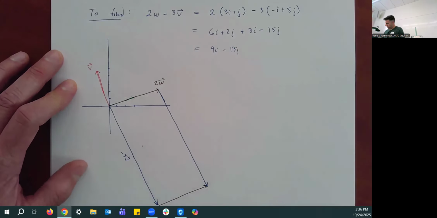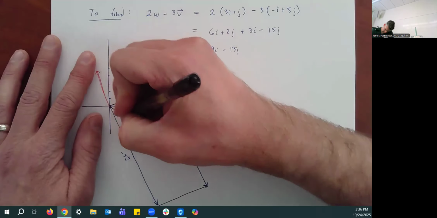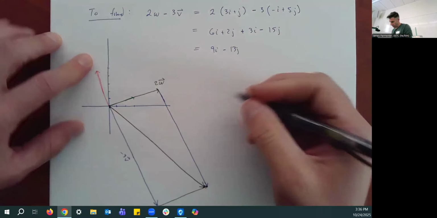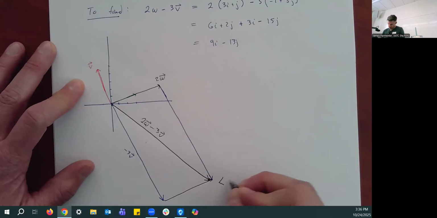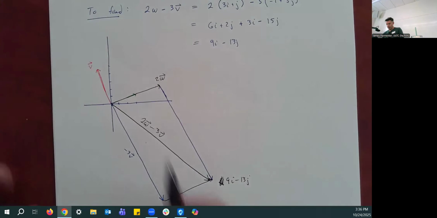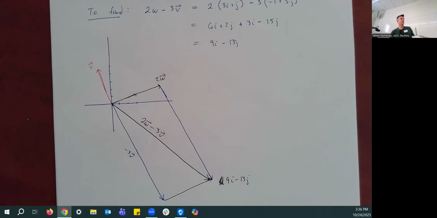It seems not unreasonable that this final vector over here, which is our 2W minus 3V, could be the vector 9I minus 13J. Sorry, I've gone over 9, down 13. Yeah, seems plausible. So you can add vectors geometrically by taking however many you're doing in one direction, however many in the other direction, and putting it together like that. You should get a reasonable looking result showing that this final vector is pointing right and down, more down than right, and kind of big.